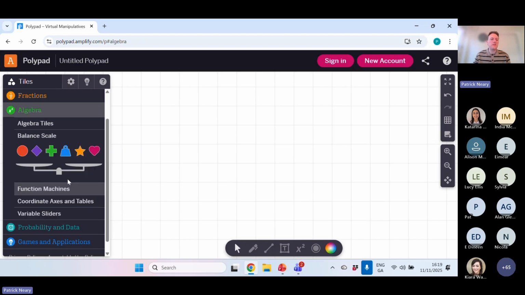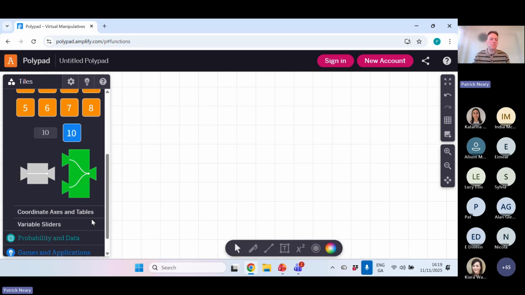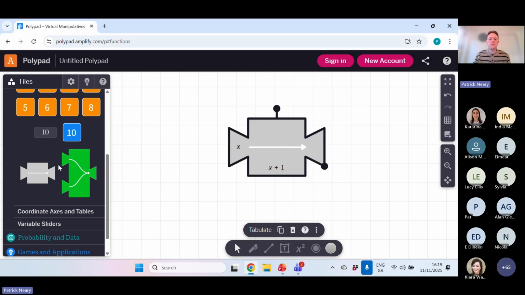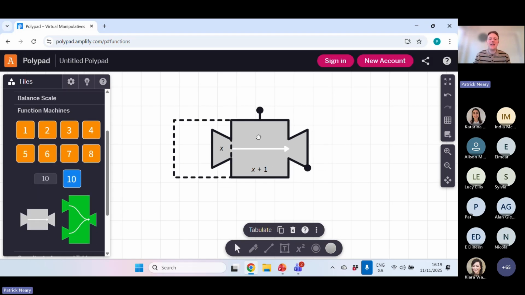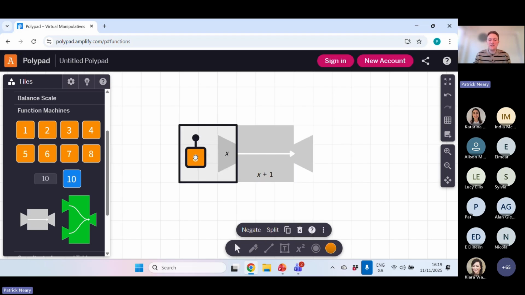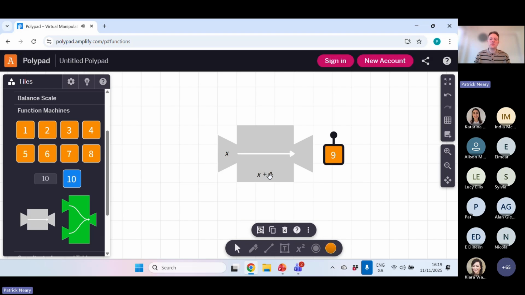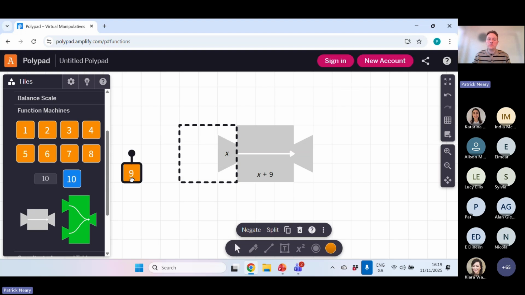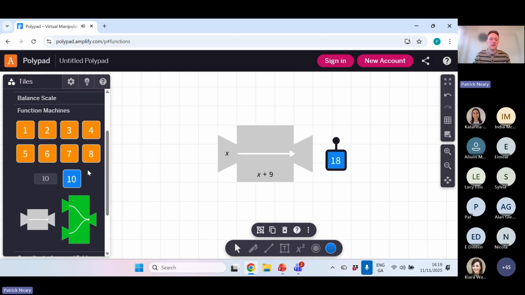Similarly, in the algebra tools, you have the function machine, which is lovely. So here I can pull out my function machine, and it's currently set to x plus 1. So whatever I put in is going to add on 1. So if I was doing number facts with my class, and maybe I was looking at the whole idea of plus 9, okay, and I'll have a card out this side, and you can ask the class, well, what do we think is going to come out the other side when I put in the card 9? And then it'll show it for you, and just a nice tool to have.